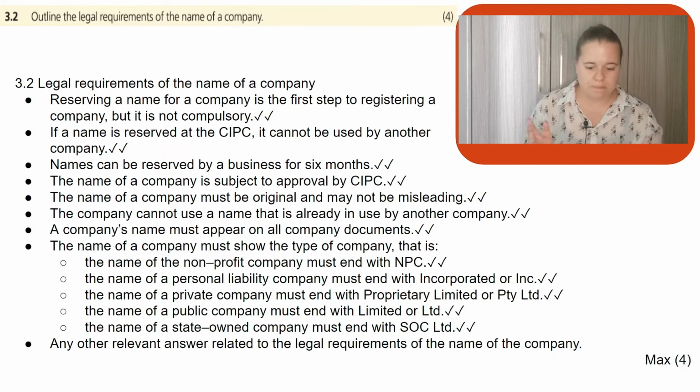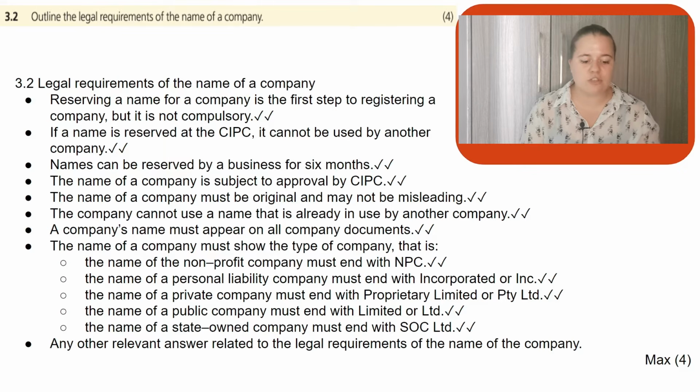So we have all the following. All right, so the name of a non-profit needs to end with NPC. The name of a personal liability company needs to end with Incorporated or Inc. The name of a private company needs to end with Proprietary Limited, Pty Ltd. The name of a public company needs to end with Limited or just Ltd. The name of a state-owned company needs to end with SOC Ltd. And then at the bottom, any relevant answer besides this that is obviously relevant and according to the notes will be accepted. 2 bullets, 2 marks each.